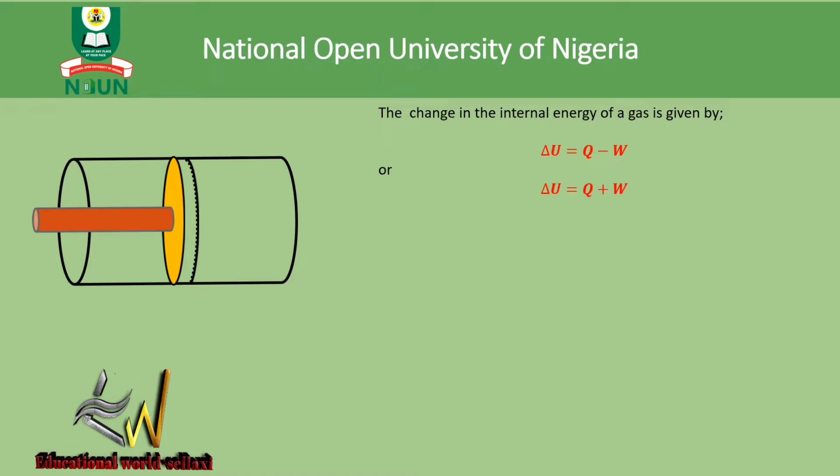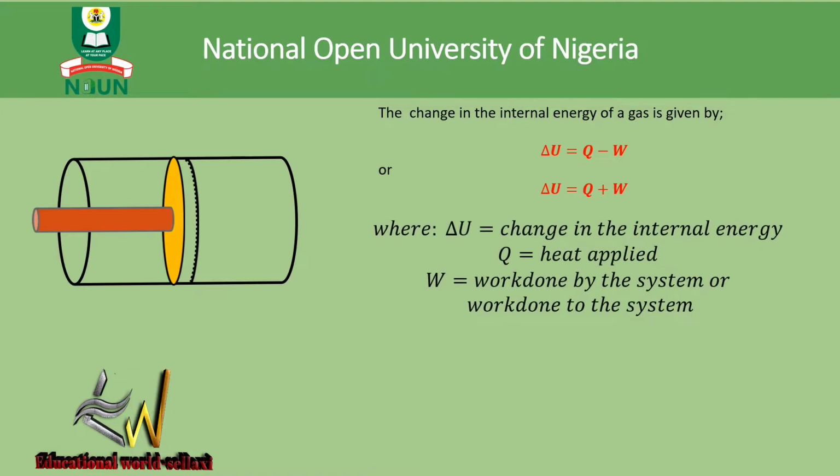Now the change in the internal energy will be delta U is equal to Q plus W. Now more work is done to the system, so there will be an increase in internal energy. So where delta U is change in the internal energy, Q is the applied heat, while W is work done by the system or work done to the system. So this is the formula for the internal energy of a system.